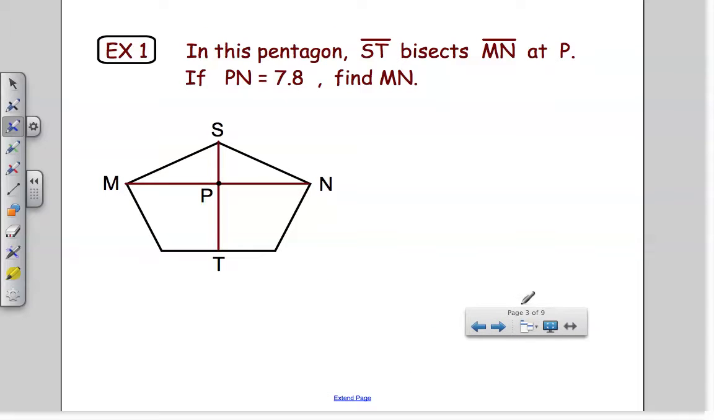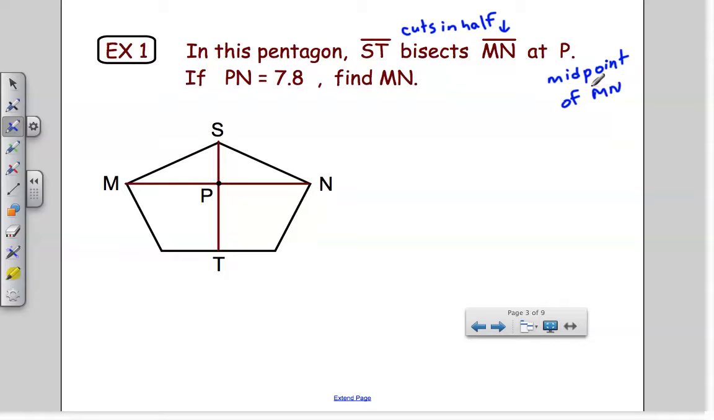An example of this, if you were told in this pentagon, a five-sided figure, line segment ST, which is here, bisects line segment MN at point P. So if it says ST bisects MN, that means ST, remember what does bisect mean? It means cuts in half, two parts that are congruent. So ST does the cutting in half of MN. MN is the thing being cut in half. ST is the thing that does the cutting in half. It cut MN in half at point P. So P is called the what? The midpoint of MN.